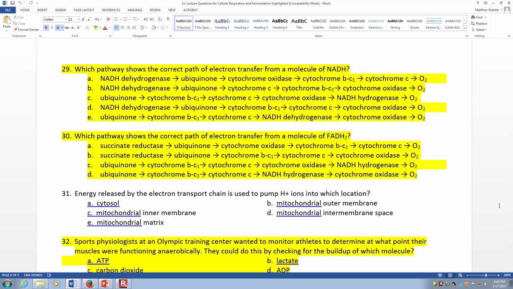What about basically the same question, but now we're talking about the electrons coming from FADH2? It's not C, it's B, right, B. So the electrons first pass to succinate reductase, then to ubiquinone, and then the pathway is the same from ubiquinone: cytochrome BC1, cytochrome C, cytochrome oxidase, and then to oxygen.